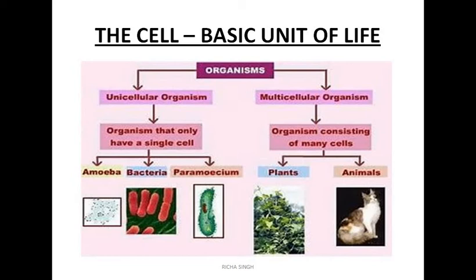A cell can be unicellular or multicellular. Unicellular means the organism has only one cell, and multicellular organisms have two or more cells. For example, like you have studied in lesson number 2, amoeba, bacteria, paramecium, these are all unicellular organisms because they have only one cell. Plants, animals and humans, we all are multicellular organisms because in our body billions and trillions of cells are present.